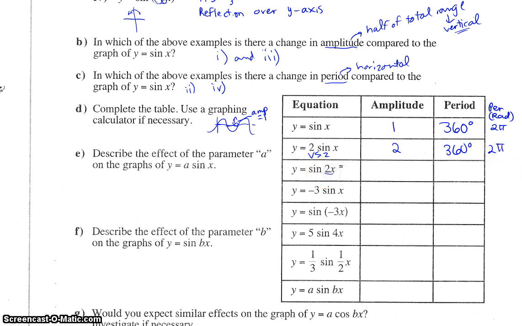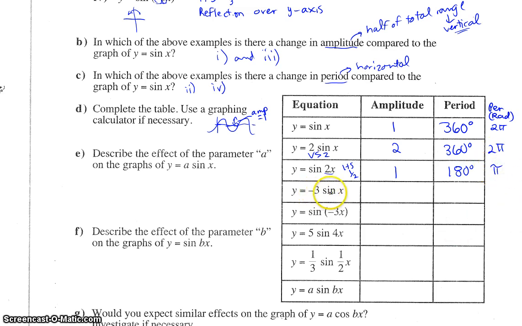Now this was a vertical, or sorry, not vertical, it's with x, so that was a horizontal stretch by a factor of 1/2. Will the amplitude change from the original then? No, it'll still be 1. Period will change though. If we stretch by a factor of 1/2, our period would be half of what it was. So 1/2 of 360 would be 180, and half of 2 pi would be pi.